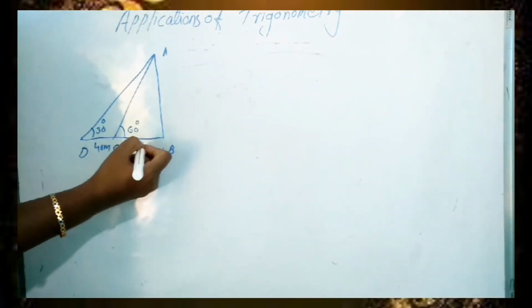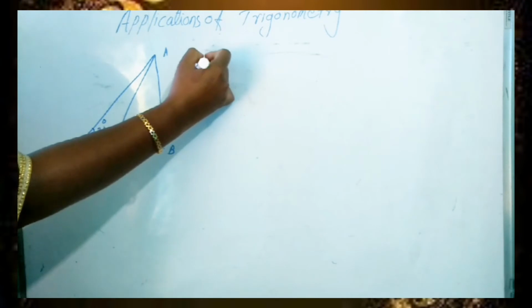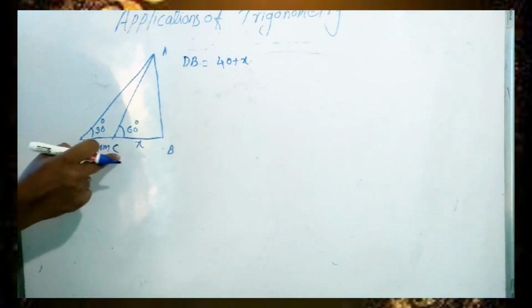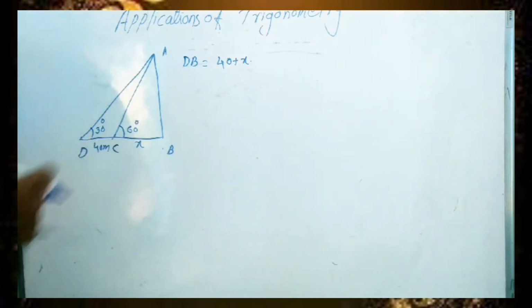In this case, we have 2 triangles. One is ABC and the second one is ABD. And we know one angle in those 2 triangles. First, I'm going to take this BC, let it be X. Then this DB, we will get it as 40 plus X, because this DB is DC plus CB.